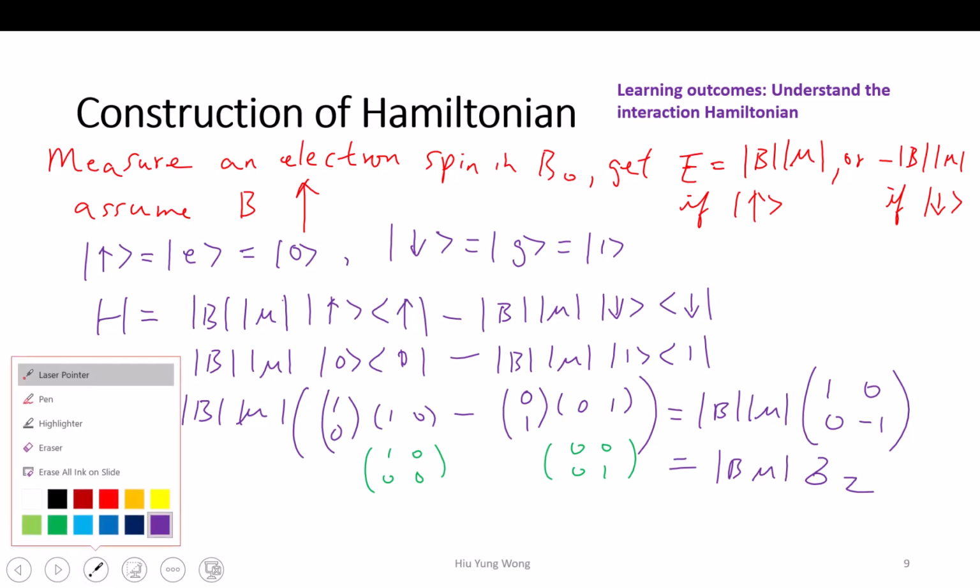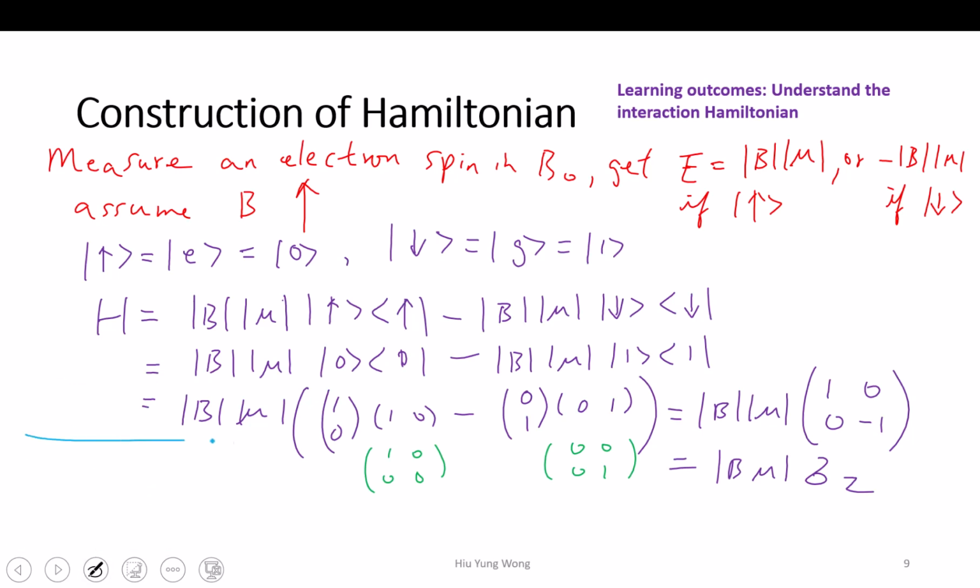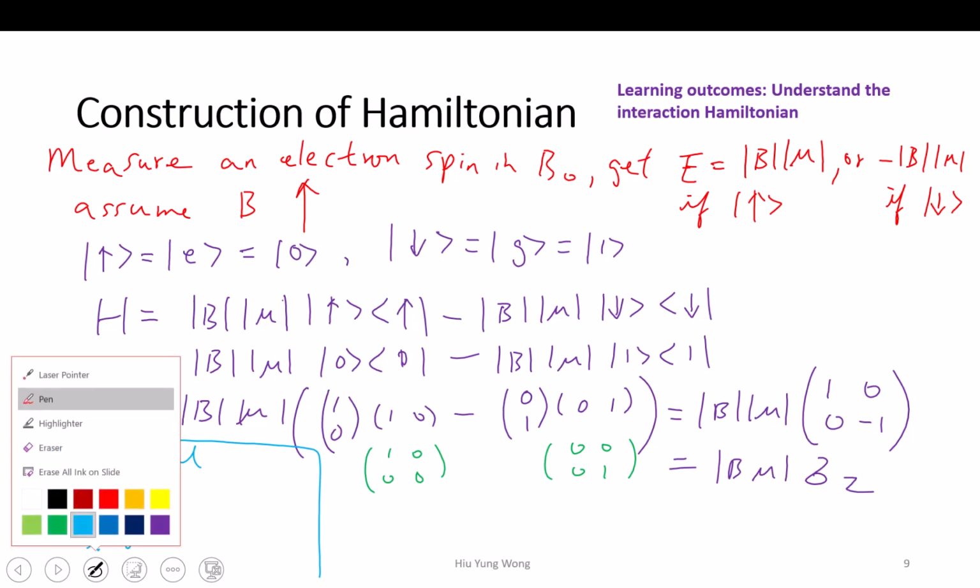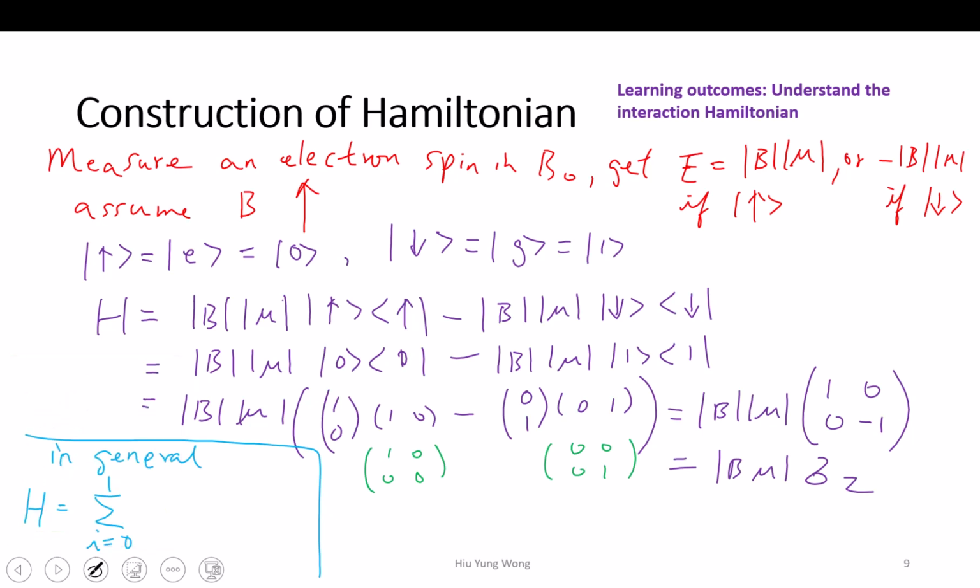Just one thing. So just to let you know, in general, if you want to construct a matrix for the observable, it is equal to the summation from i equals 0 to, in this case, 1, since you only have 2 states. You just take the eigenvalue times the outer product of this, right?